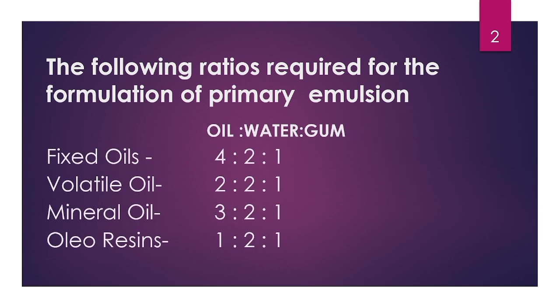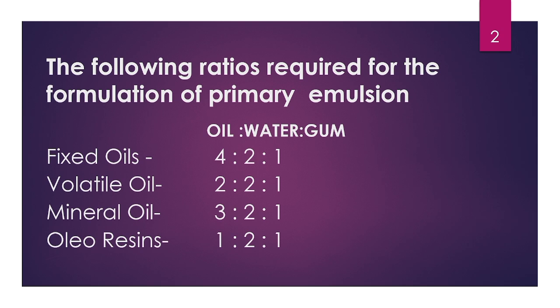First, fixed oil. The fixed oils are in the ratio of 4 is to 2 is to 1, which means oil is 4 parts, water is 2 parts, and gum is 1 part. So these are the ratios we require for the formulation of a primary emulsion in fixed oils.